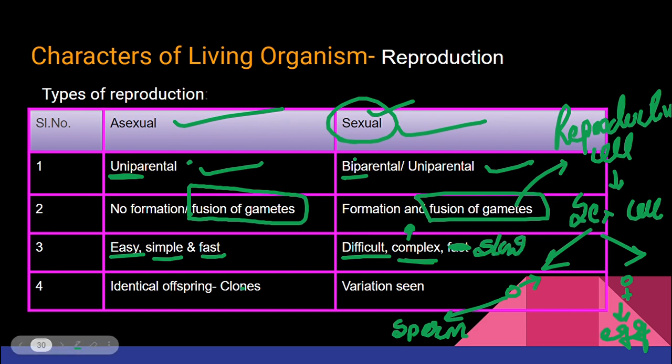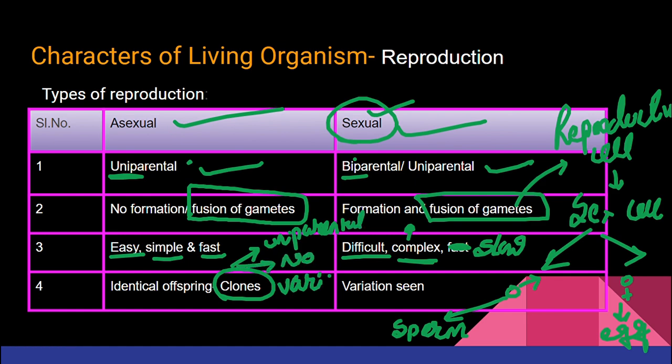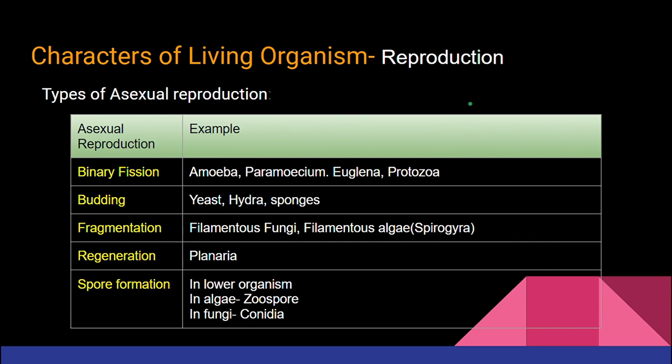Right? Identical offsprings. You will see clones in asexual reproduction. Why will you see clones in asexual reproduction? Because it is formed from uniparental, that means single parent, and the second reason is no variation. No variation is seen in asexual reproduction, but variation is seen in sexual reproduction because two parents are involved over here. Fusion of two different gametes is involved over here, so we see variation.